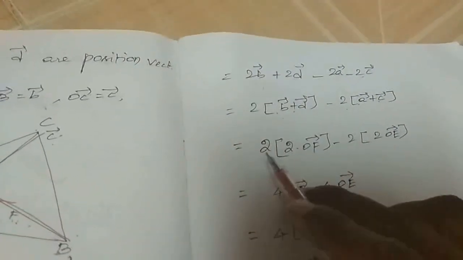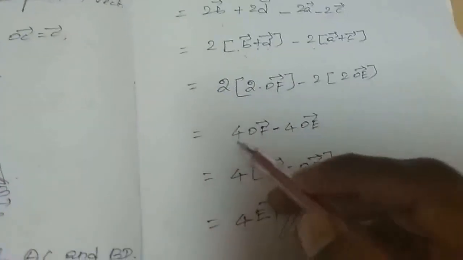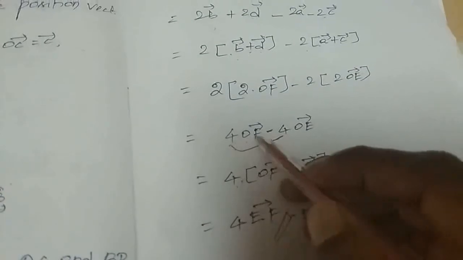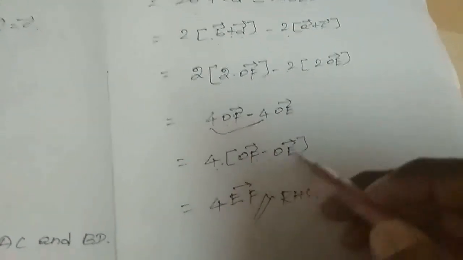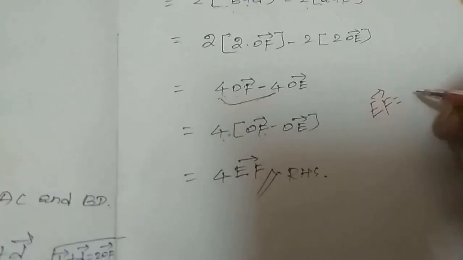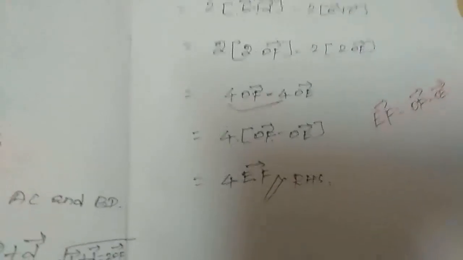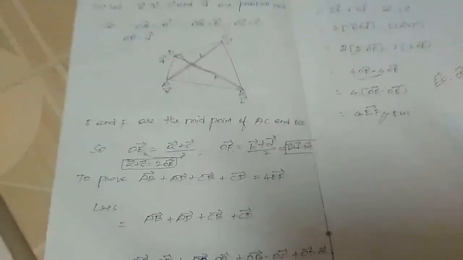Now 2 twos are 4 OF, and 2 twos are 4 OE. Okay, so 4 is a common factor, taking it outside. So 4 times (OF minus OE). OF minus OE, how to write? EF. EF vector equals, in position vector order, OF minus OE vector. Okay, it is the final answer. Okay students, thank you.